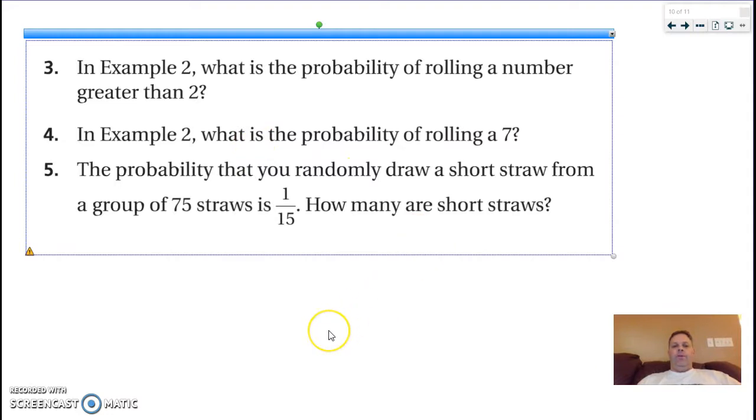The probability that you randomly draw a short straw from a group of 75 straws is 1 over 15. How many short straws are there? We set it up as 1 over 15 equals n over 75. We then divide 75 by 15, and we get our answer of 5 short straws.